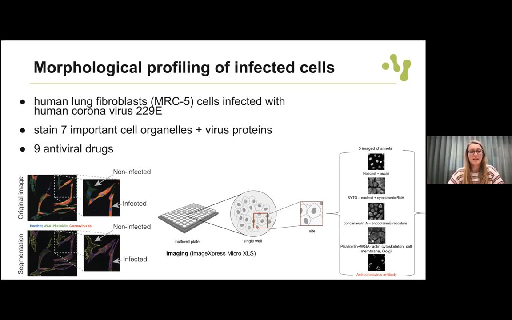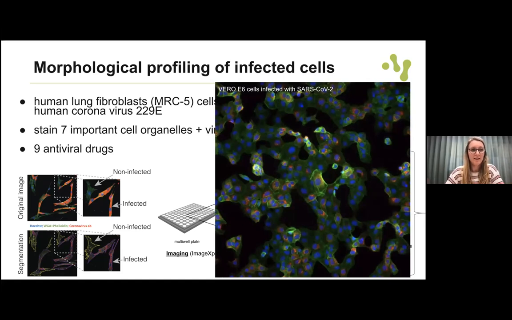And we stained the lung cells, the MRC5 lung fibroblasts, with 7 stains for important cell organelles. And next to that, we also stained for virus proteins, so we could select infected cells. The experiments were performed in multi-well plates, then imaged with an automated microscope, and we imaged 5 channels of each site.